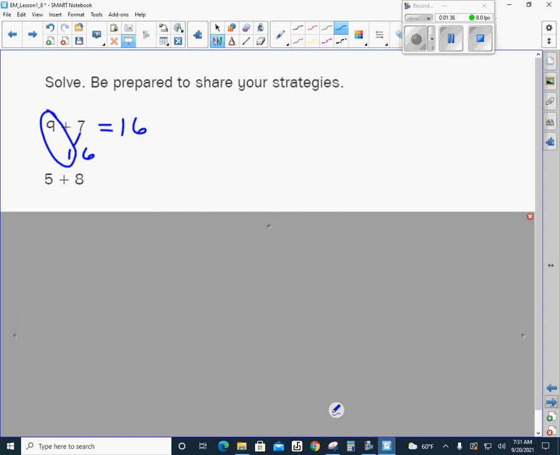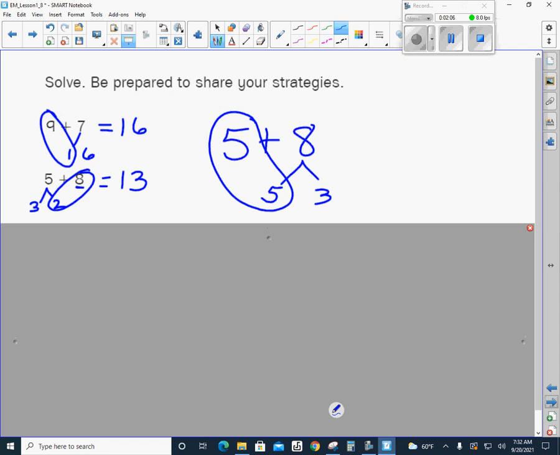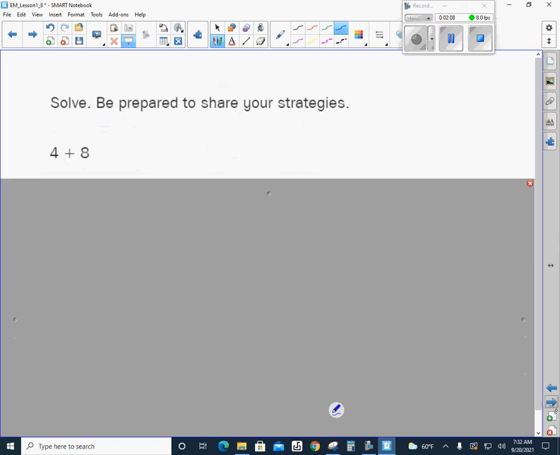Okay, hopefully you got the answer 13. Again, make a 10 if at all possible. So you could start with the 8 and think, okay, I need 2 more to make 10. So you could pull 2 down from the 5 to make that 10, and you would have 3 more. So you would have 13. Now you can also make a 10 by pulling 5 down from the 8. So you would have 10 plus 3 more. All right, let's see if you can do the make a 10 strategy with this problem.